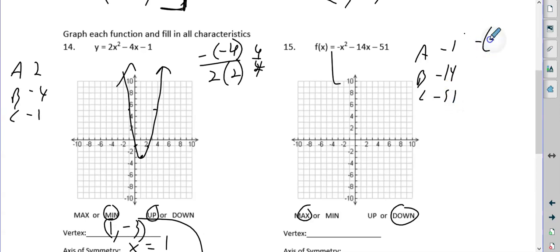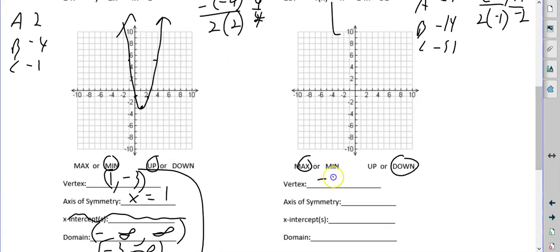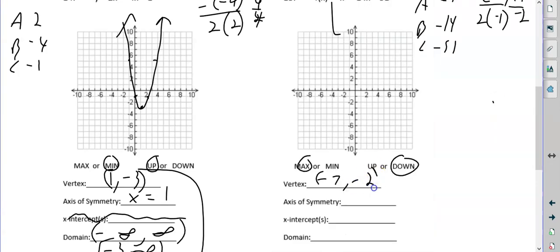Opposite of B over 2A. That gives me 14 over -2. And I was correct in my assumption. It looked about -7, and it is. -7 comma something. What is that something? -2. Lucky guess. The axis of symmetry goes right through that x coordinate. So -7, -2 is going to be right there.